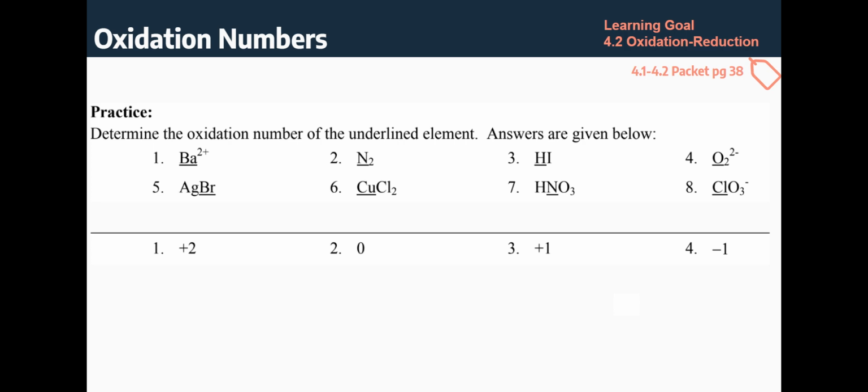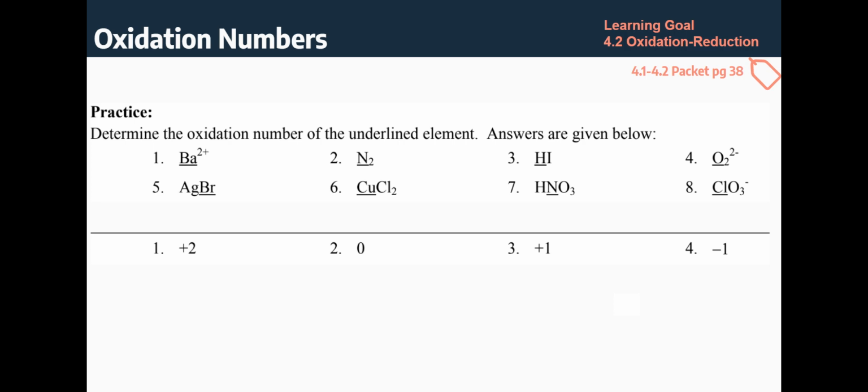AgBr, neither of these are hydrogen or oxygen, so we're going to look at our periodic table. Bromine is closest to the outside. Based on our periodic table and predicting ionic charges, we would assign bromine a -1 charge. We then could solve if we had to answer about silver. Silver would have to be a 1 plus to make that a neutral compound. 6, CuCl2. Neither of these are hydrogen or oxygen. Chlorine is closest to the outside of the periodic table, so chlorine has a 1 minus charge. There are 2 of them, giving us 2 minus, but this compound has to be overall neutral, so copper has to have a 2 plus charge.